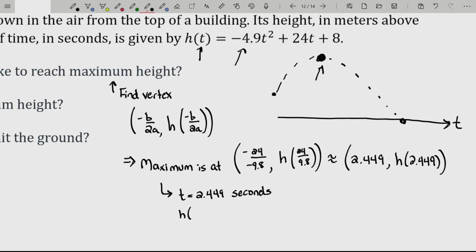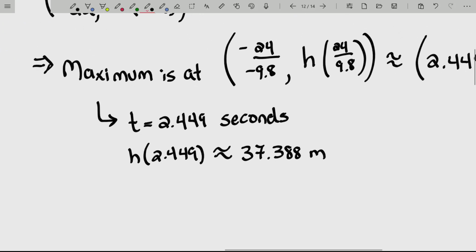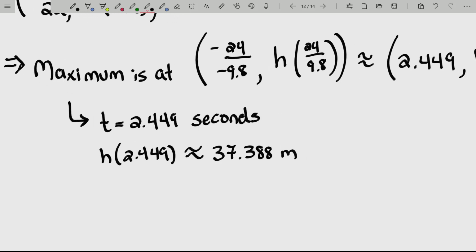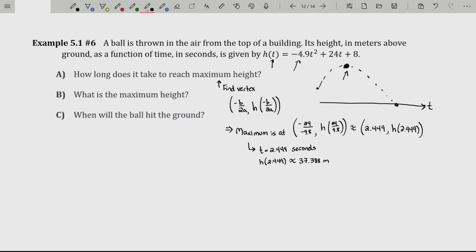And to find out the actual maximum height, we just plug in 2.449 into our function. And I'll go ahead and do that. And I get 37.388 meters. That's rounded. And honestly, that's too much rounding. Or maybe I should say that's too many decimal places, because we're really over accentuating the accuracy here. Most scientists would really dislike that I did that. We would probably round to 1 decimal place here, but I'm just rounding to 3 just to keep as many digits in my computation as possible. So there we go. That's how you could use that formula.